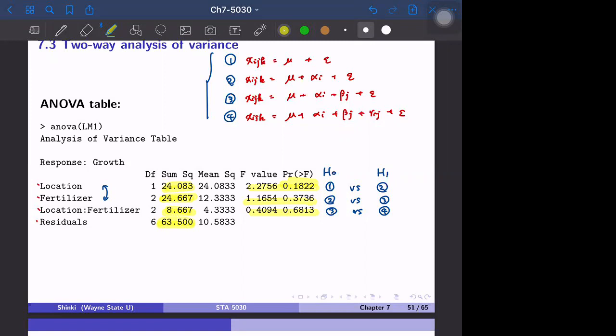And the mean square is this sum of squares divided by degrees of freedom. You can see, for example, this line, 12.33. This is 24.667 divided by 2. And the same thing for the other observations. And the F value is the ratio of the two. So this F value is calculated by this divided by this. And degrees of freedom is 1 and 6. So this follows the F distribution with 1, 6. So you can calculate the p-value for this. This is the upper probability for this F value. So in this way, we can calculate all the p-values, and we can test these hypotheses sequentially.